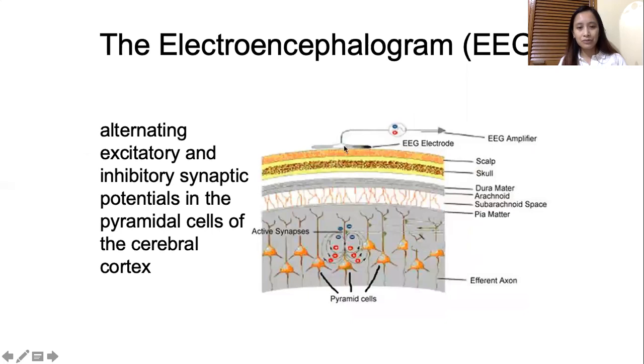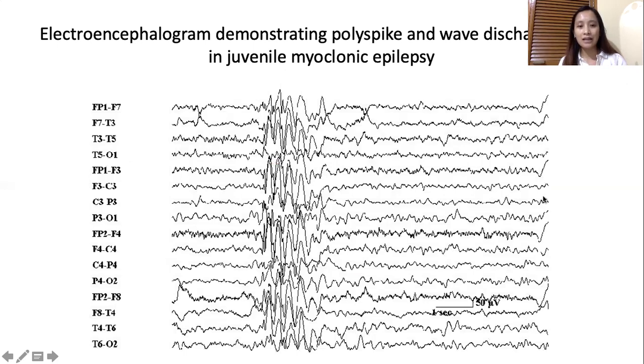So the waves are generated by the alternating excitatory and inhibitory synaptic potentials here in the pyramidal cells of the cerebral cortex. So these alternating potentials are detected by your EEG electrode, and this is amplified by your EEG machine, and it is recorded like this, no? Like an ECG, but less regular.